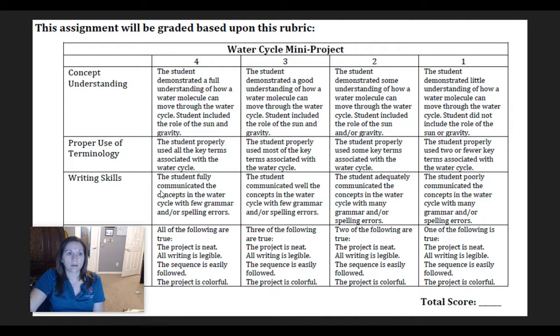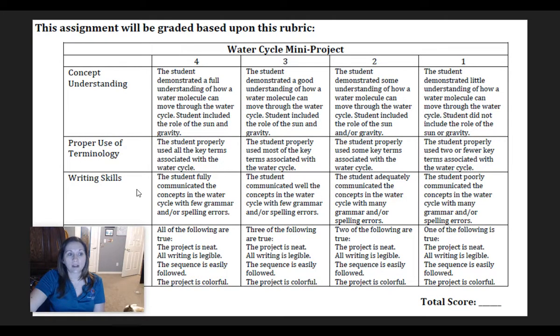So here's your rubric. You need to have concept understanding, so demonstrating that you understand how the water molecule can move through the water cycle, and also including that role of the sun and gravity throughout your project. Proper use of terminology. You should be using some of those key terms associated with the water cycle, such as infiltration, precipitation, runoff, flow, evaporation, all the words that we have learned with the water cycle.